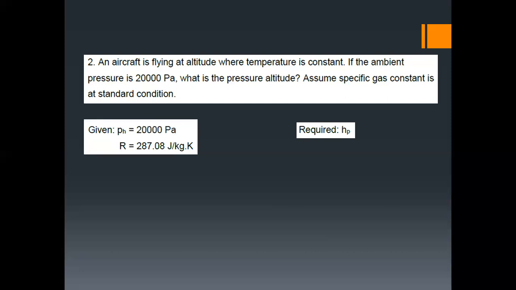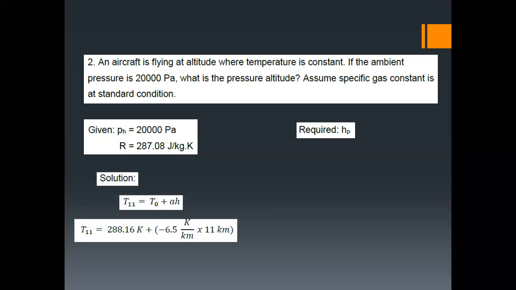Correct. Okay, so given tayo now pressure at 20,000 pascal. Sabi dito, where the temperature is constant. So nasaan kaya siya? Temperature constant is nasa isothermal region. So, yung specific gas constant natin is 287.08 joules per kilogram per Kelvin. Required natin is the pressure altitude.